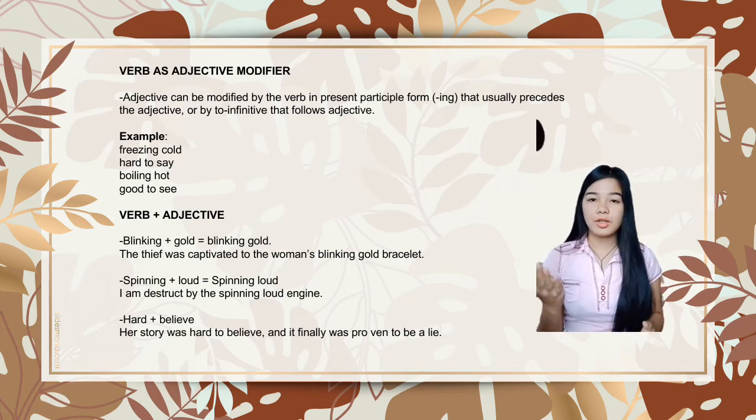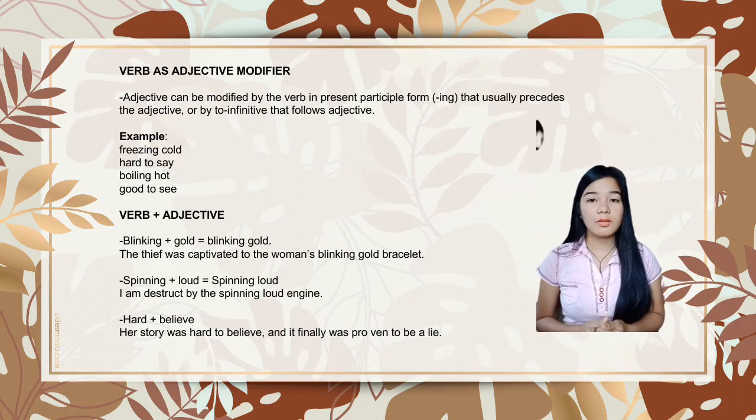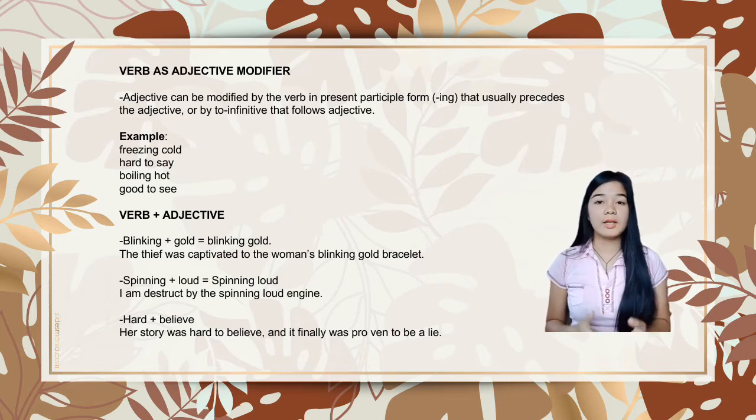Verb plus adjective. Blinking plus gold equals blinking gold. The thief was captivated by the woman's blinking gold bracelet. Spinning plus loud equals spinning loud. I am distraught by the spinning loud engine. Hard plus believe equals hard to believe. The story was hard to believe and it finally was proven to be a lie.